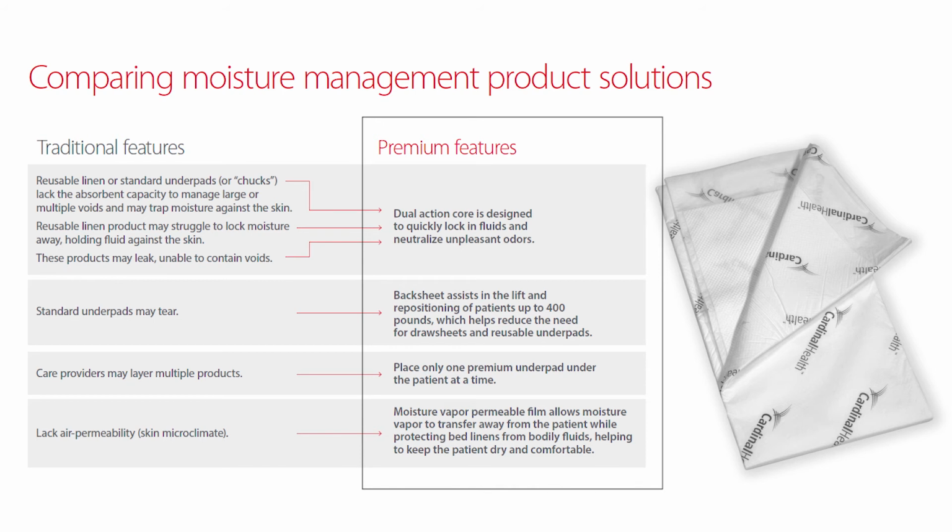The durability of the material on the back sheet of the premium pad assists in lifting and repositioning individuals up to 400 pounds and can reduce or eliminate the use of draw sheets and reusable linen underpads, which can wrinkle or bunch under the resident and contribute to the development of pressure injuries. In addition, only one premium underpad is needed under a resident at a time. To sum it up, one layer keeps linens dry, patients dry, and is strong enough to reposition and easier to manage, reducing bunching, bumps, and ridges, thus lowering the risk of pressure injury.